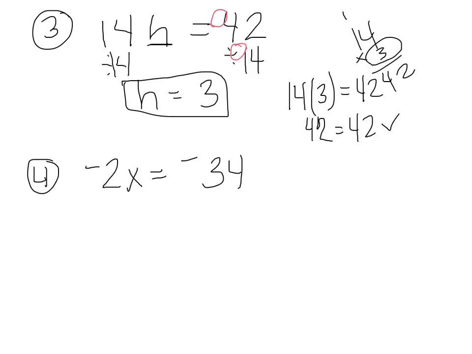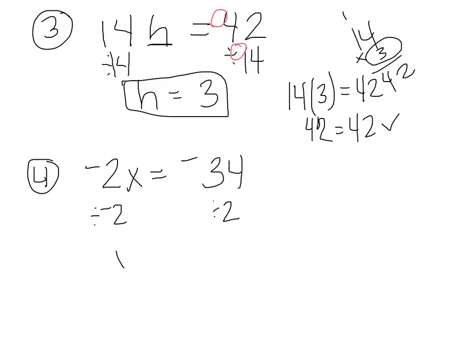All right, let's do number 4. Negative 2x equals negative 34. So again, we're multiplying 2 times x, so I need to divide both sides by a negative 2. Negative 2 divided by a negative 2: negative 2 goes into negative 2 one time.